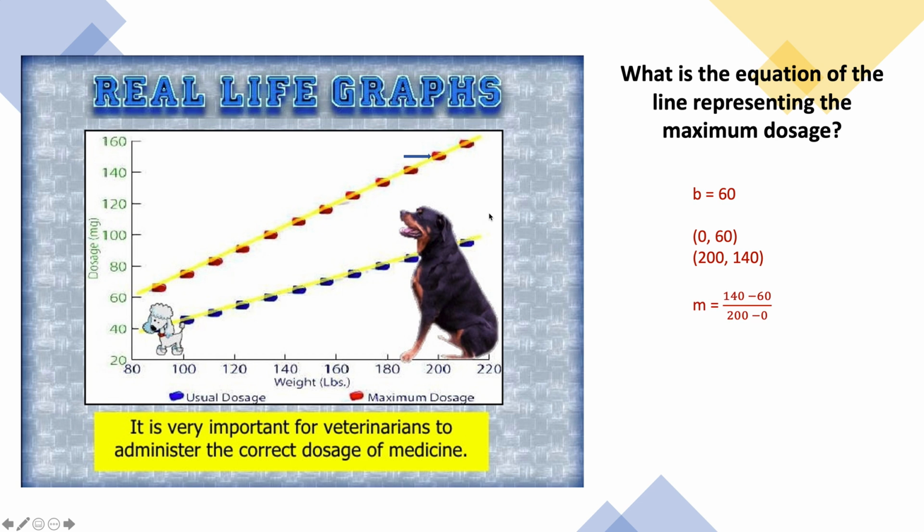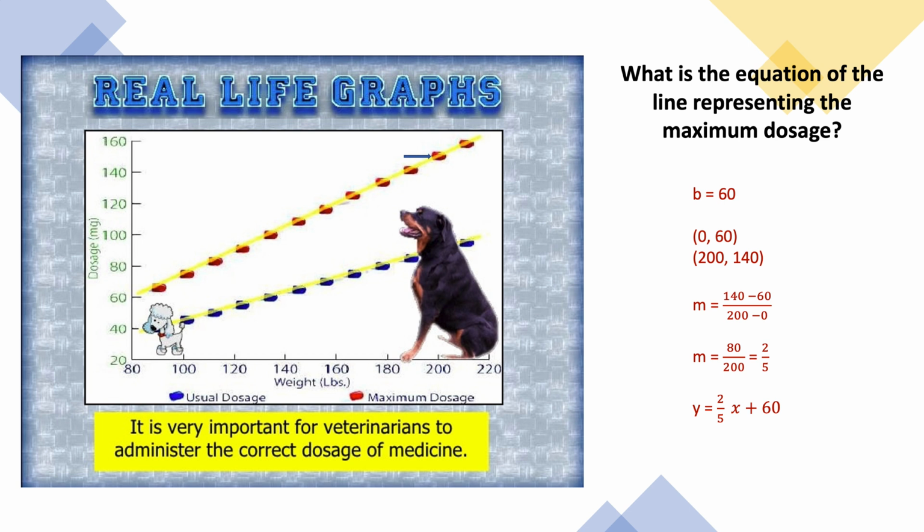The slope is going to be y sub 2 minus y sub 1, or change in y, over change in x. That is 140 minus the 60 over the x, which is 200 minus 0. So that gives me 80 over 200, which reduces to 2/5. What's the correct equation? Well, now that I know the slope and now that I know the y-intercept, I am in. y equals 2/5 x plus 60.